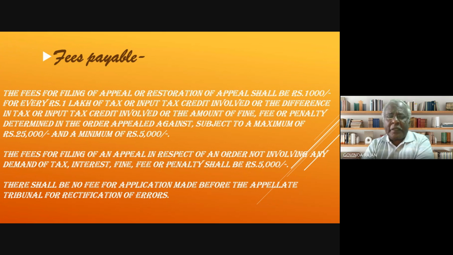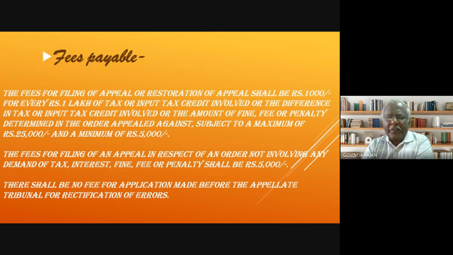But the rules prescribe a minimum as well as a maximum. The minimum fee payable is 5,000. If the amount involved is 5 lakhs, it is 5,000. If it is 10 lakhs, 10,000. If it is 1 crore, the maximum is 25,000. So the minimum fee is 5,000 and the maximum fee is 25,000. For the fee for filing an appeal in respect of an order not involving a demand of tax, interest, fine, fee or penalty, in such cases also the minimum fee is payable. So whatever appeal we file, the minimum fee is 5,000 and the maximum fee is 25,000 according to the range of the amount.